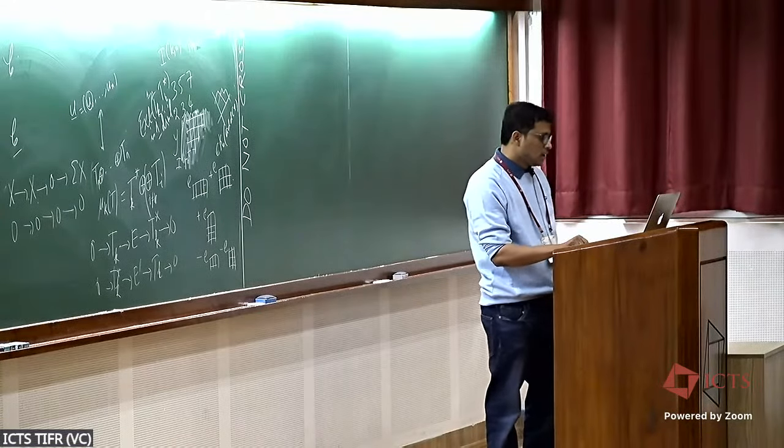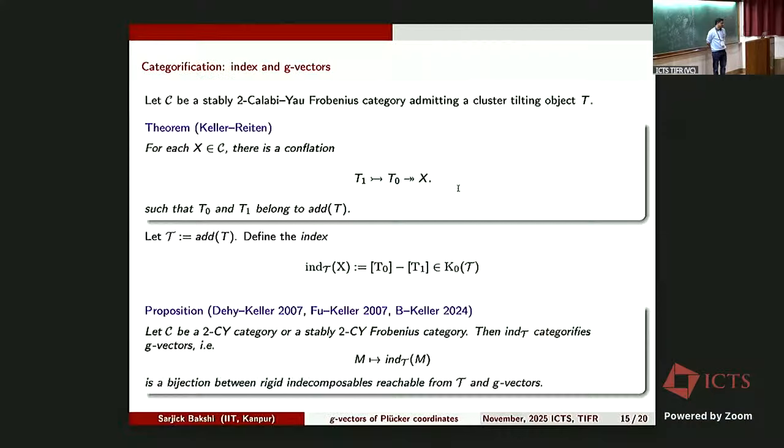So in 2007, Professor Keller-Dehy categorified this index for a two-Calabi-Yau category, and it was also done by Keller for principal coefficients, and we generalized it for two-Calabi-Yau Frobenius categories. So it's basically building on the results by Keller-Dehy. We had to modify it accordingly.